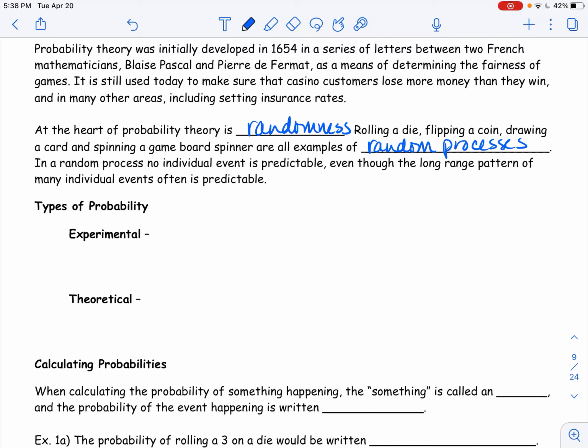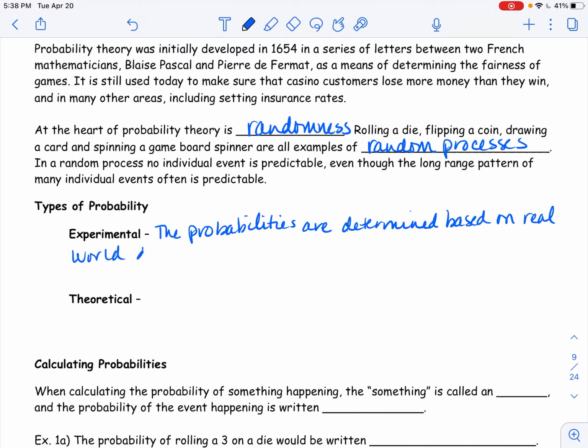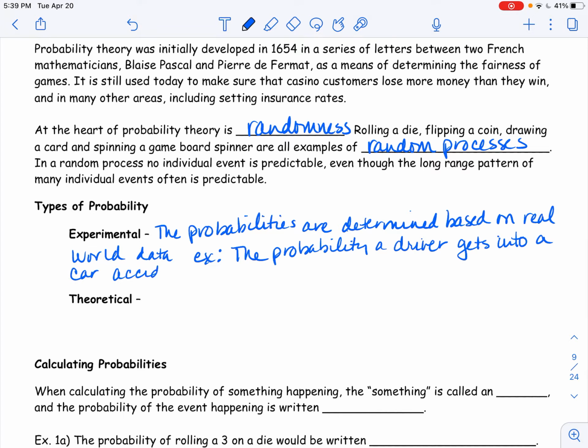The first one is experimental. So the probabilities are determined based on real-world data. For example, the probability a driver gets into a car accident. Hopefully pretty low. And then the second is theoretical.